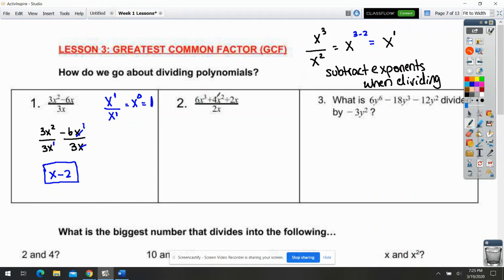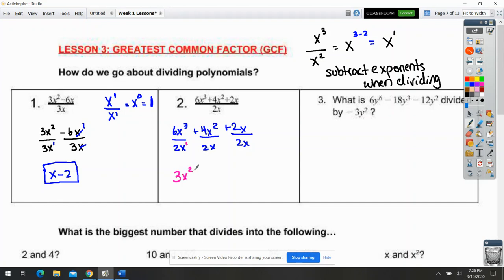So now we're taking a trinomial, the 3 terms on the top, and we're dividing each term by 2x. I'm going to write it out just like I did before. Make sure you include the signs in front of each term. Here we're dealing with all positives, so not that big a deal. All right, so let's go from left to right. So we have 6 divided by 2, which is 3. x to the third divided by x. Remember, this has an invisible 1 to the first, so 3 minus 1 is 2.